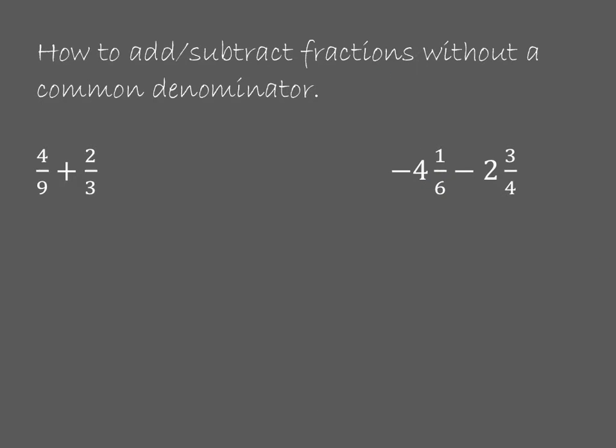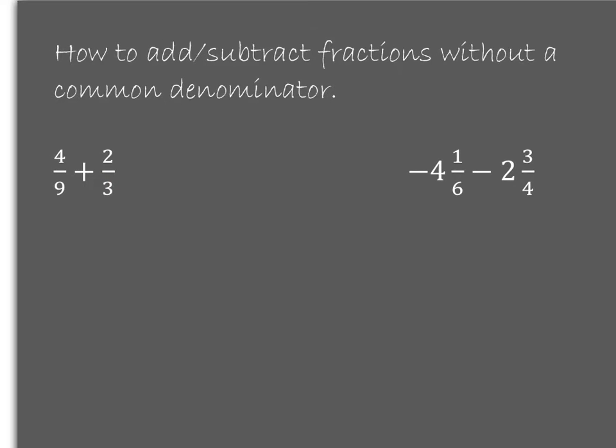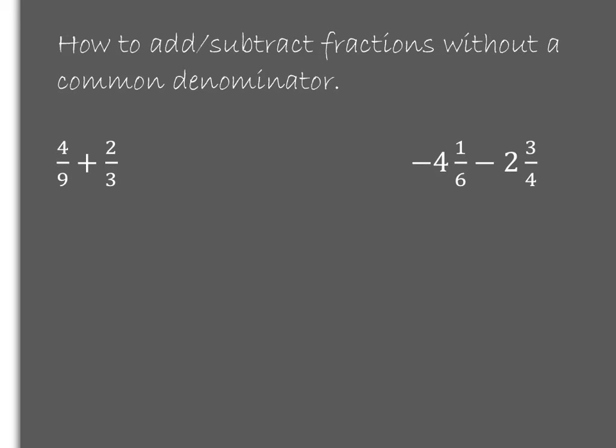On this example, we're going to talk about how to add or subtract fractions without a common denominator. So on this problem, since the first denominator is 9 and the second denominator is 3, we actually can't add or subtract them yet. We have to adjust and make them have a common denominator. So when you make a common denominator, you multiply. So I can change a 3 into a 9 by multiplication.